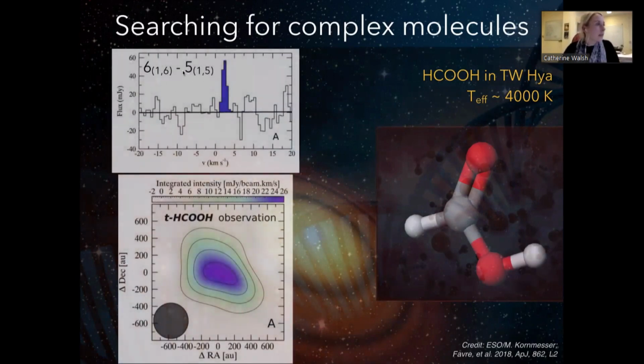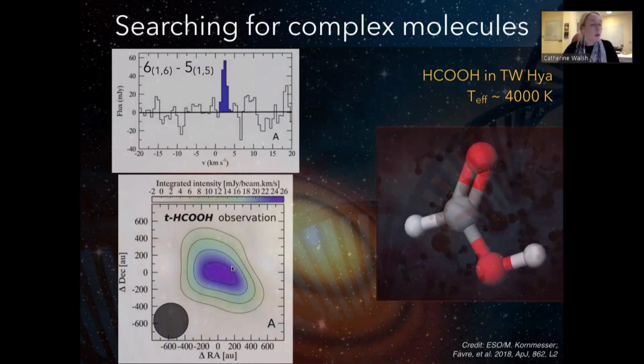This is the asymmetric rotor. They have the 616 to 515 transition here, quite clearly detected at the expected source velocity. And then at the bottom is the integrated intensity. This is done in band 3 of ALMA. So the beam here is quite large, of the order of 200 or more, maybe 300 astronomical units in diameter. But what Favre and collaborators were able to show is that the formic acid is actually quite extended. And this is quite different to what we see for the methanol, as I will show you towards the end of the talk.